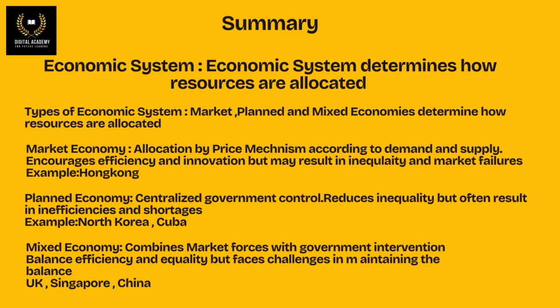For example, Hong Kong. In a planned economy, there is centralized government control, which reduces inequality, but often results in inefficiencies and shortages. For example, North Korea, Cuba. A mixed economy combines market forces with government intervention, balancing efficiency and equality, but faces challenges in maintaining the balance. For example, UK, Singapore, China.